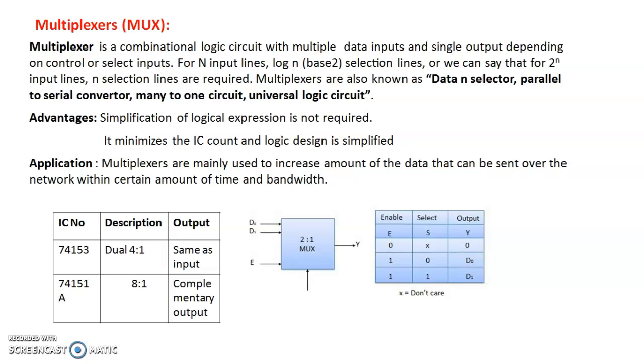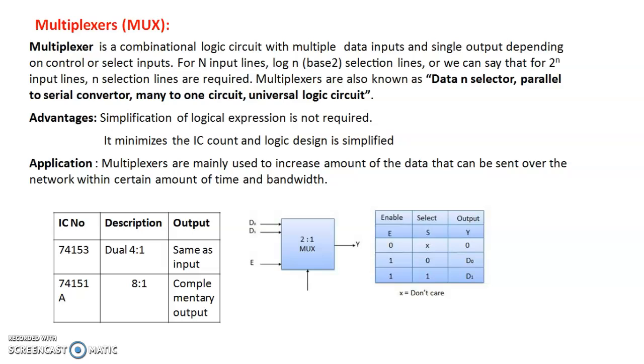Here the advantages of multiplexers are simplification of logical expression is not required. So you can implement any combinational circuit with the help of multiplexer. Like suppose you want to implement full adder circuit. Without K-map also you can implement the full adder circuit using multiplexer IC. It also minimizes the IC count and logic design. So these are the advantages of multiplexer.